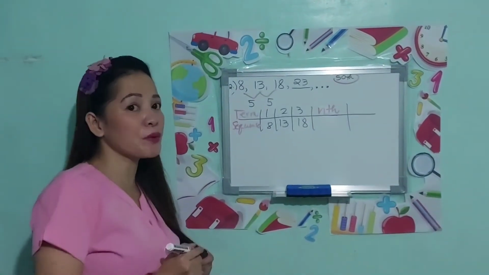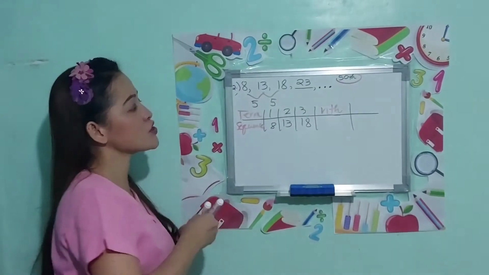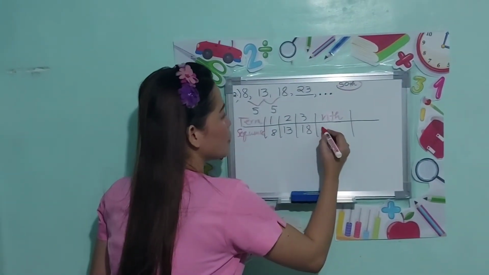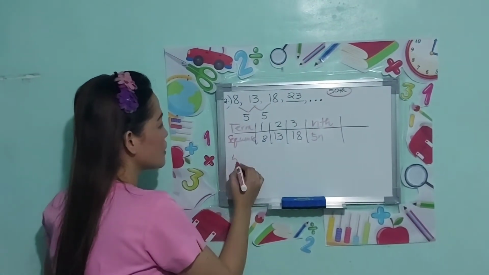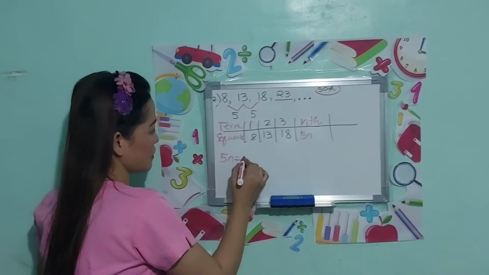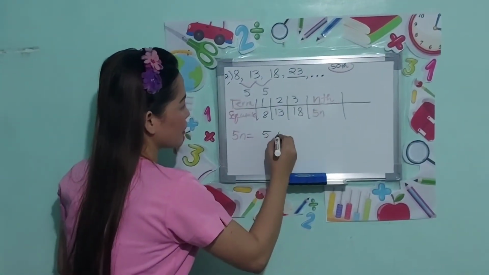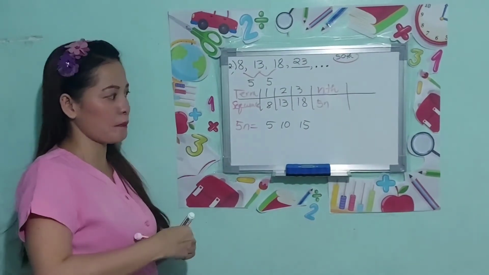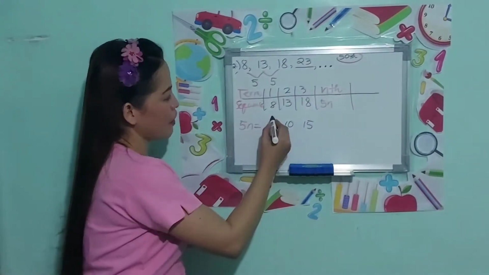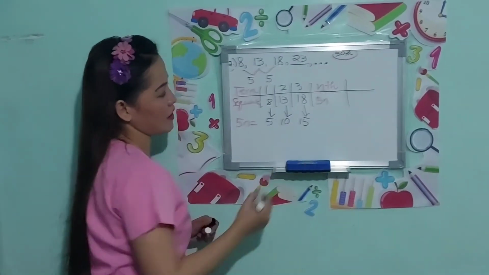So, we will start with the pattern. Because it increases by 5, our nth rule starts with 5n. So, let us now write the table of 5. We have 5, 10, 15. So, let us now compare. We have 8 and 5, 13 and 10, and 18 and 15.